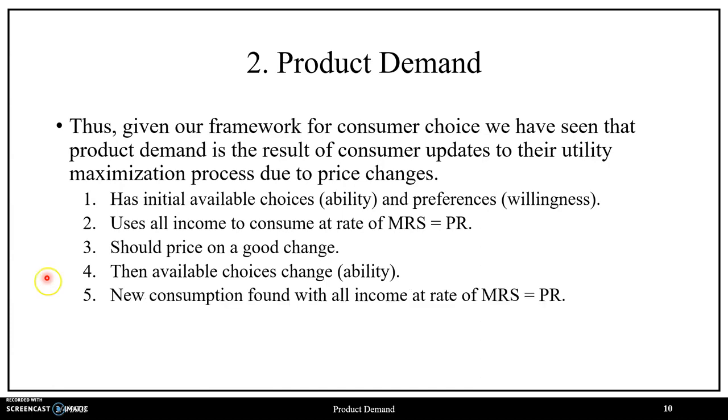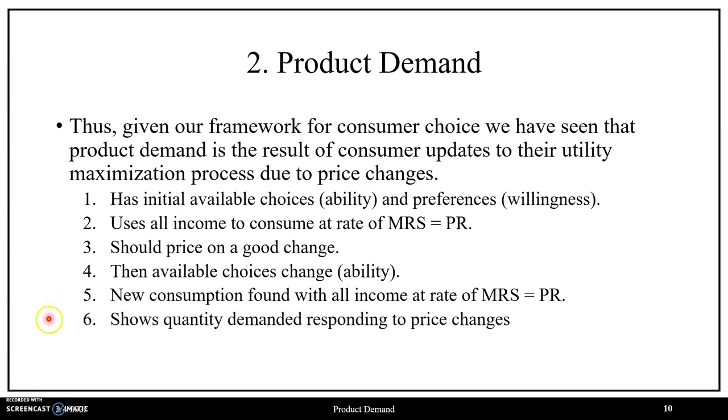So then new consumption is found where all income is used at the marginal rate of substitution equaling the price ratio, which shows that quantity demanded is responding to price changes, and that these responses are inversely related to one another, giving us the law of demand. And through going through multiple iterations of this process, this generates us a product demand curve.